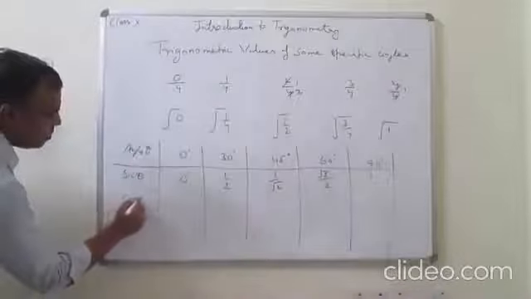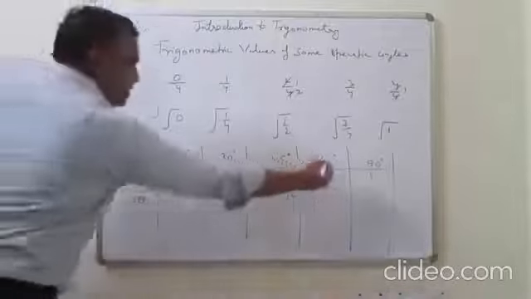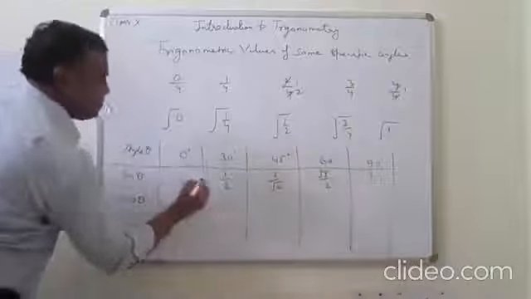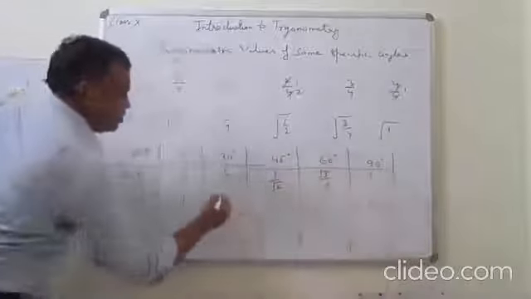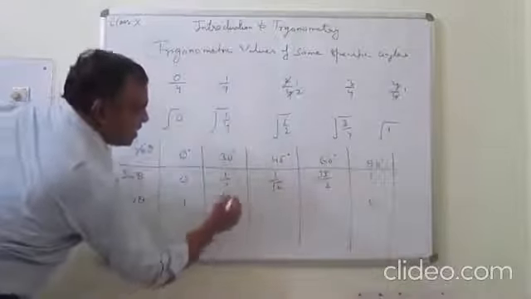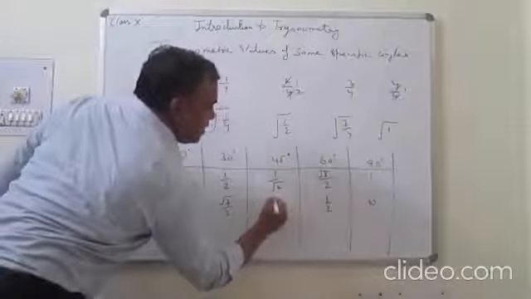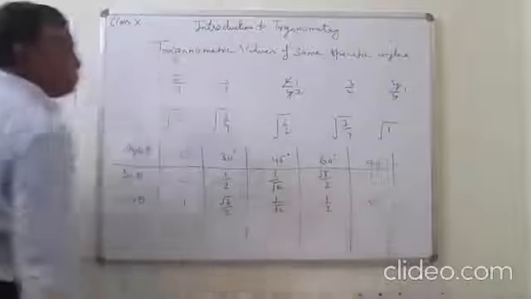Now, cos theta, you interchange it. Bring 1 here, bring 0 here. Root 3 by 2 will come here, 1 by 2 will come here, and 1 upon root 2.